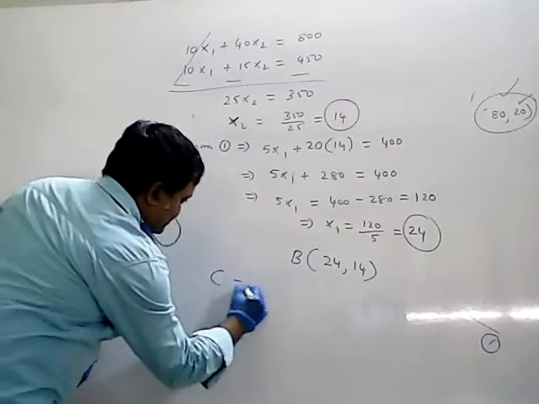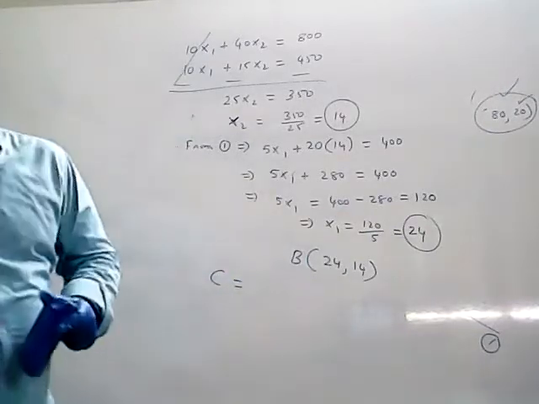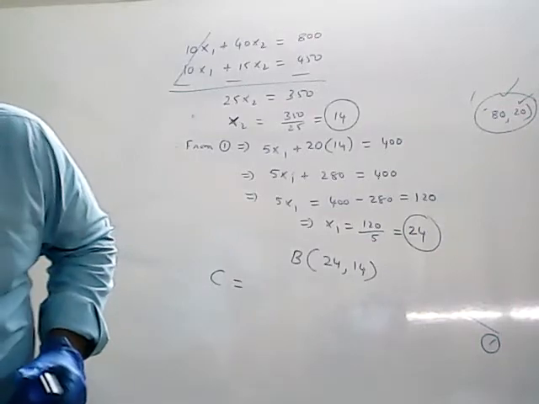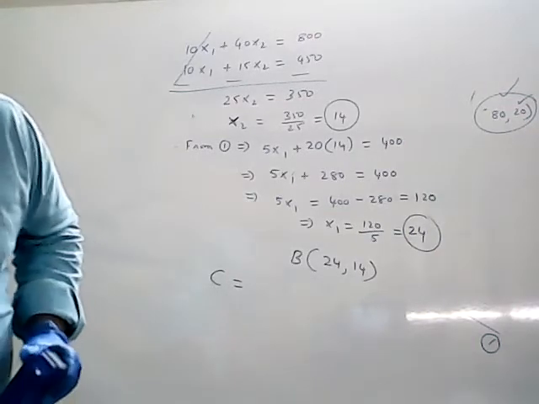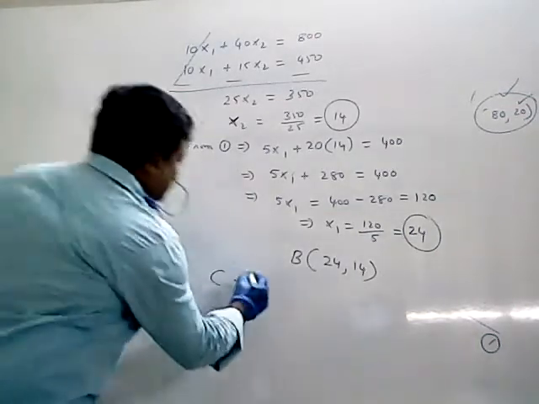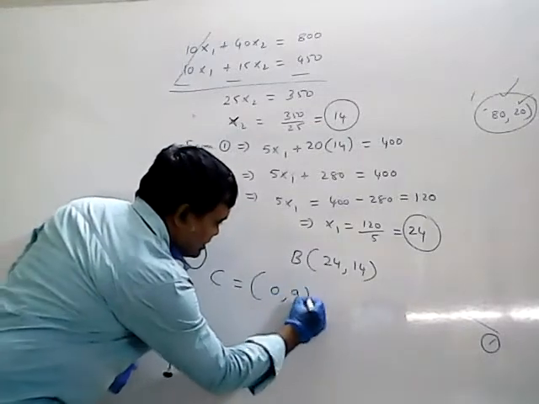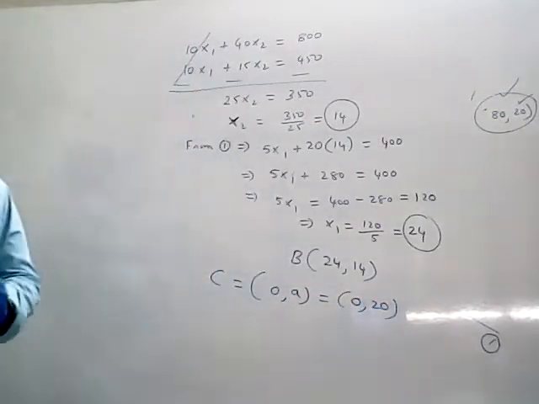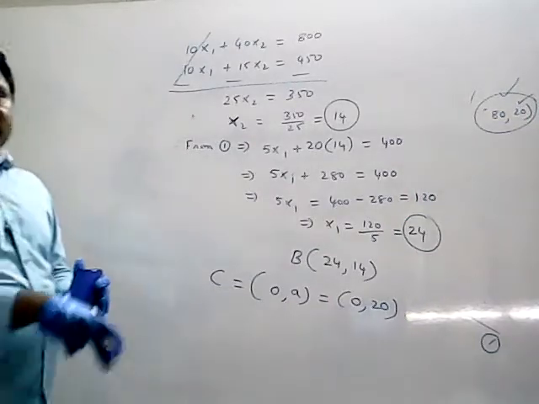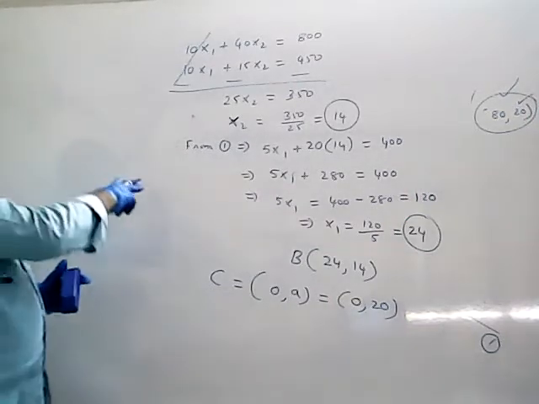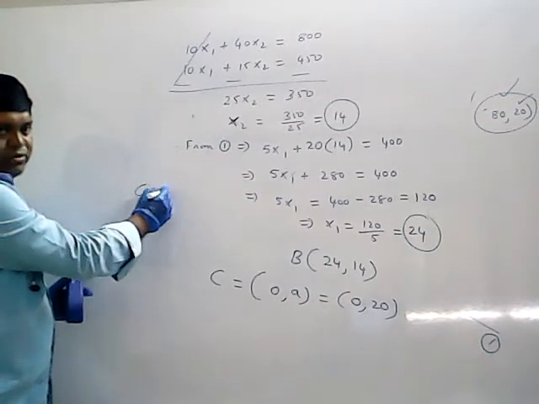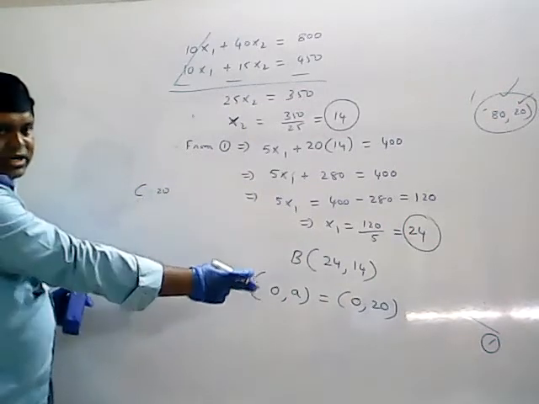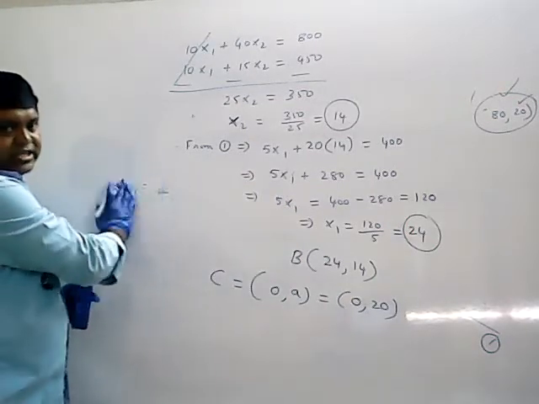Last corner point is C. C is at the y-axis point. So what is the y-axis point? You have already finished that. What is that point? You will get 20. So C, the y-axis point, is 0 comma 20. You have the graph already, so at the point C you have 20.